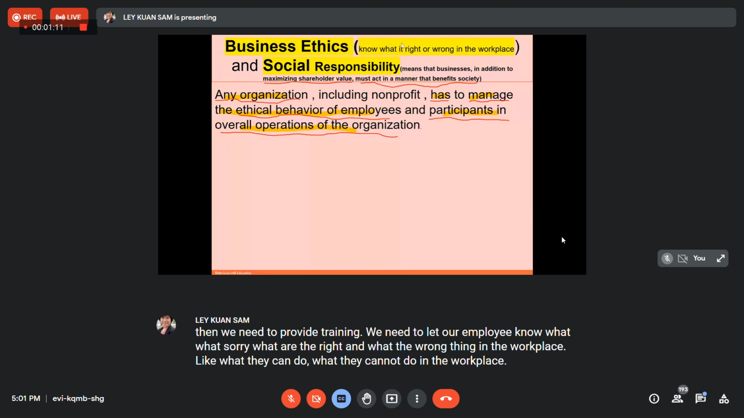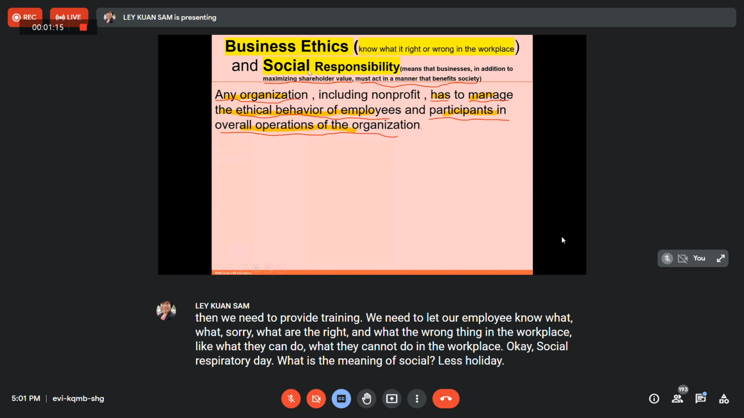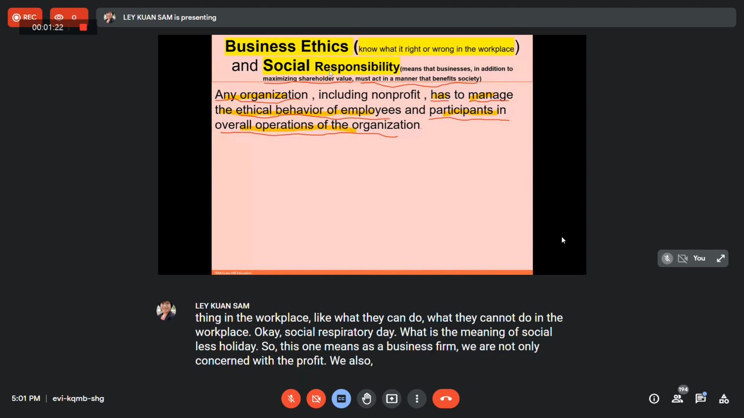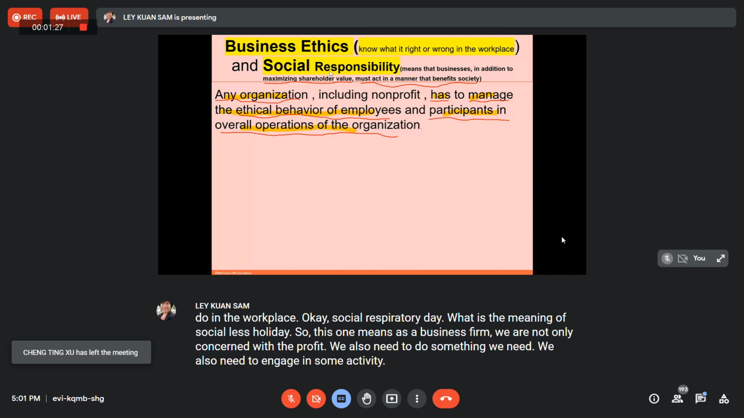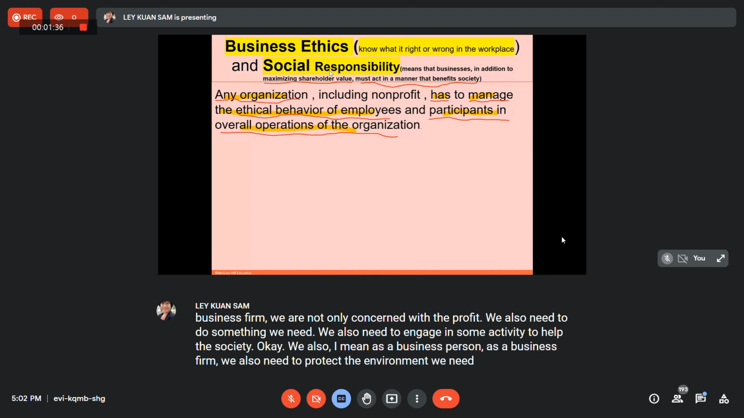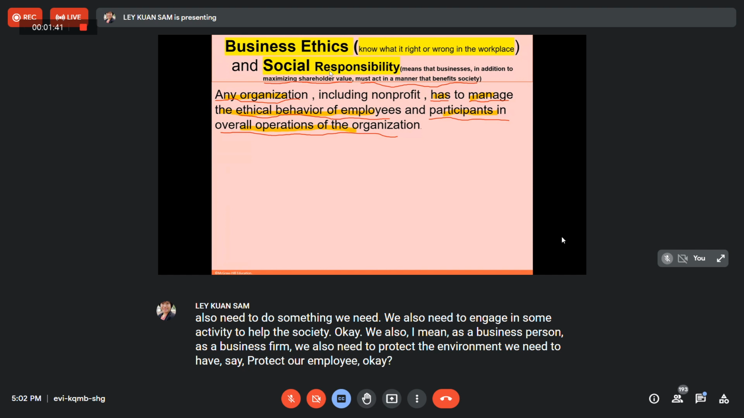Social responsibility. What is the meaning of social responsibility? This means as a business firm, we are not only concerned with the profit. We also need to engage in some activity to help the society. As a business person, as a business firm, we also need to protect the environment and protect our employee. So this is the meaning of social responsibility.